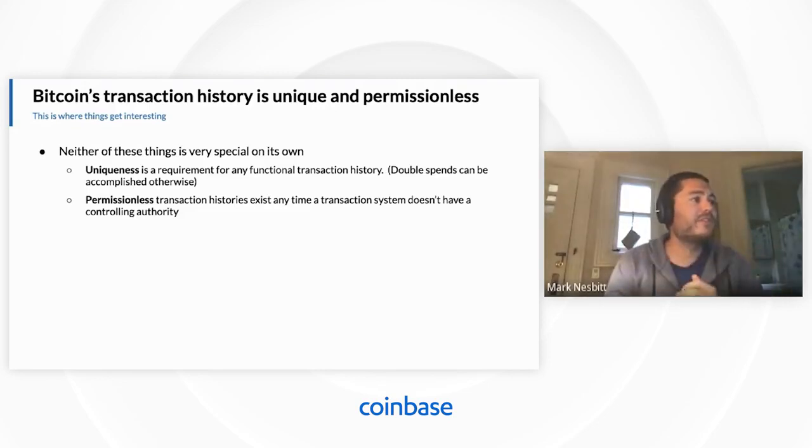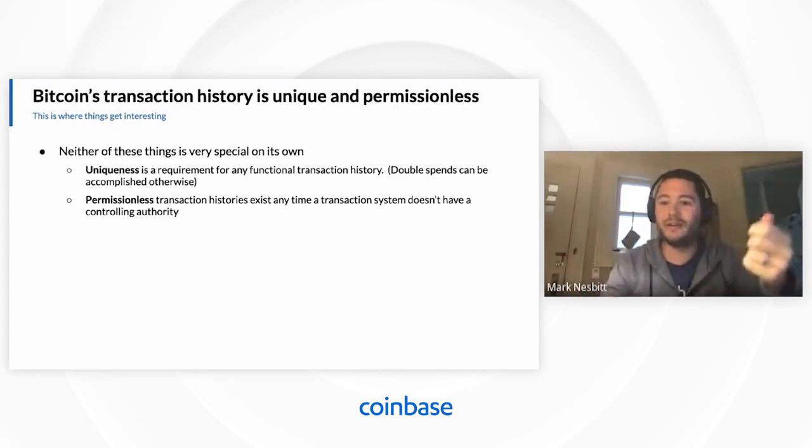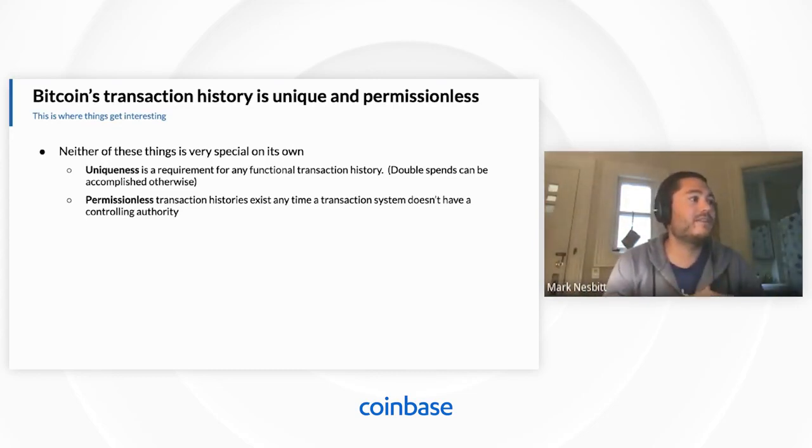And permissionless transaction histories exist anytime a transaction system doesn't have a controlling authority. So for instance, cash is one way to think about this, where we don't know the transaction history of the bill, but we know that there is one because it physically exists and it moved around and it changed hands. And it's a little hard to stop cash from changing hands. So we can think about that as somewhat having a permissionless nature.